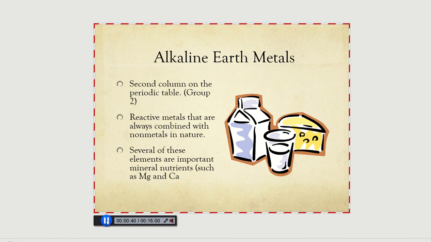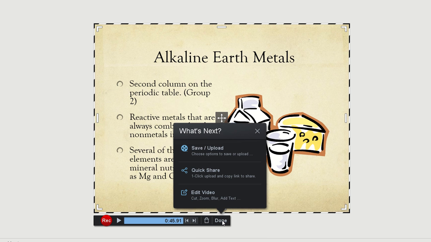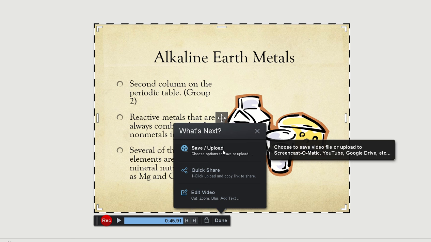Okay, so I narrated to my slide, and now I'm just going to move down here, and I'm going to click this pause button. Notice the counter is telling me how long I was recording. And when I do that, I get this done button. If I didn't like what I had, I could throw it away and start over, but I'm going to go ahead and click the done button. And then I'm going to choose to save upload.